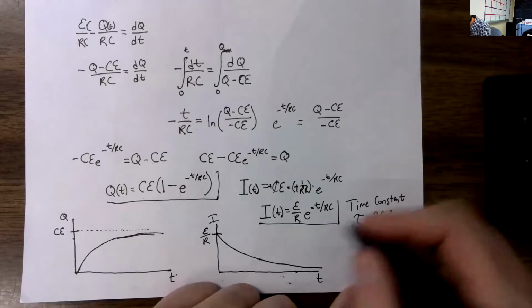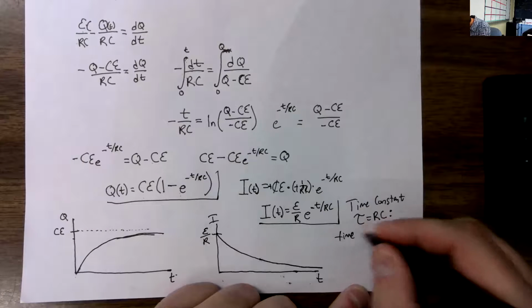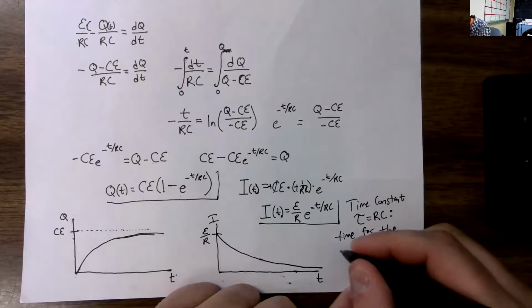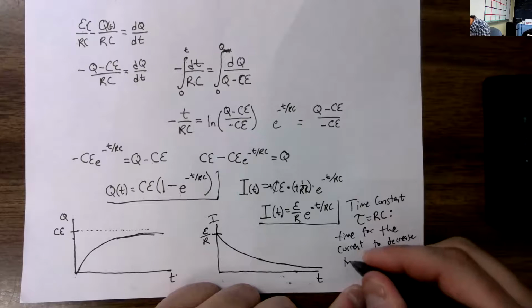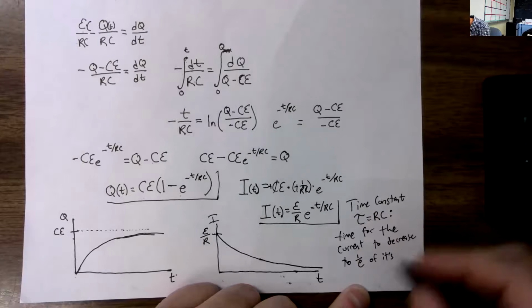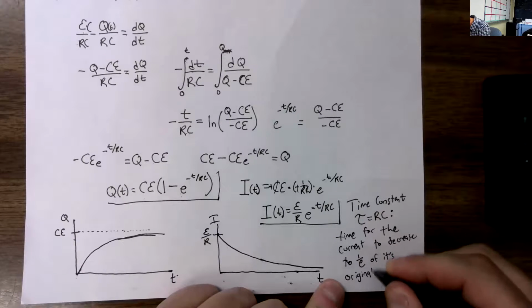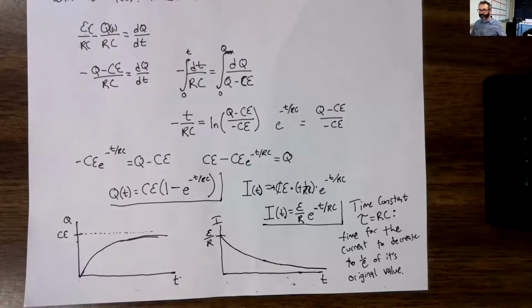It's defined, if you look at what an exponential is, as the time for the current to decrease to 1 over e of its original value. Right, so it's really about the time it takes the current. 1 over e isn't really a third, but if you think of it as a third, that's a good way to think of it. It's the time it takes the current to reach a third of its original value.